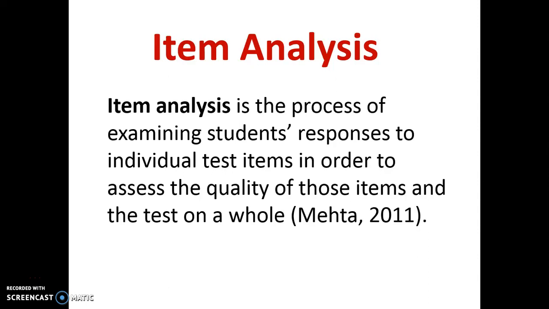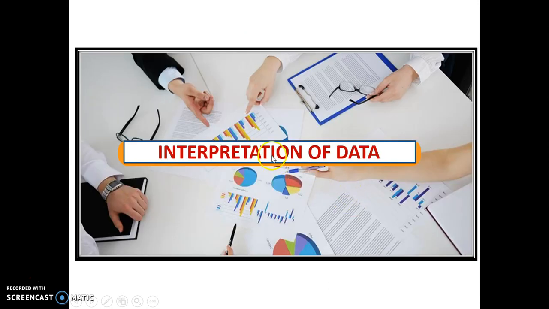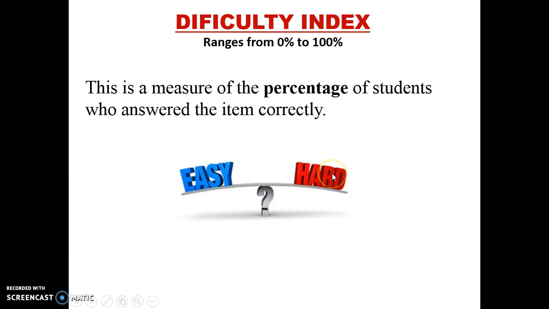So we established in our previous lesson that item analysis is the process of examining students' responses to individual test items in order to assess the quality of those items and consequently the test as a whole. We also looked at interpreting the data, and we focused on the difficulty index. We established that this index ranges from 0% to 100%, and it measures the percentage of students who answered the item correctly.